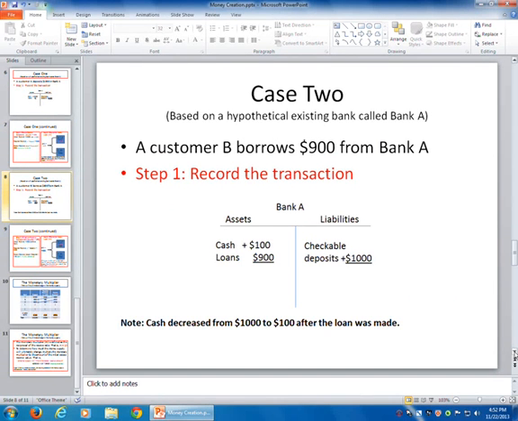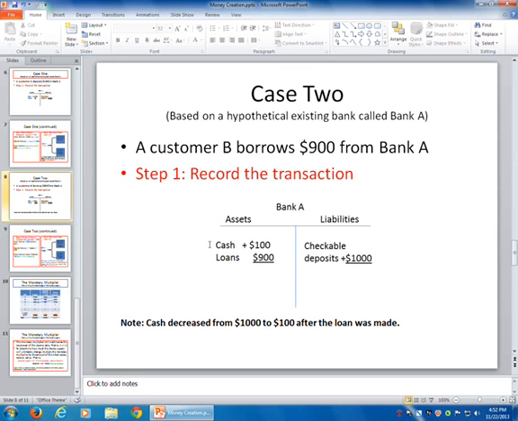Let's have another case. Let's say case 2, we have a different customer. Customer B borrows $900 from Bank A. So a totally different customer comes to Bank A and wants to borrow $900. And we're going to assume that this customer is credit worthy and the bank will be willing to make the loan to this customer. Alright, so we have to take this transaction and then show its effect on the T account.